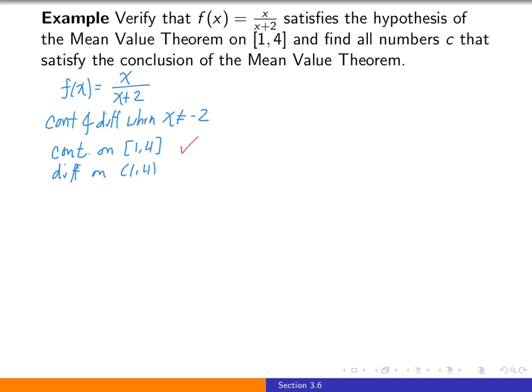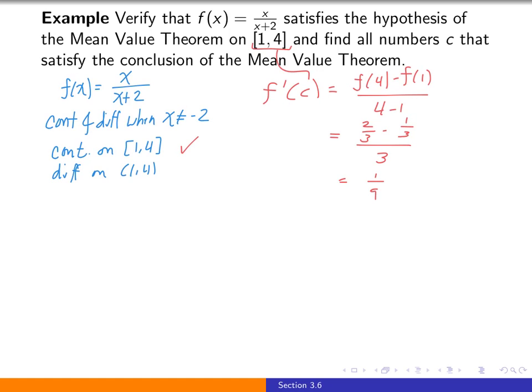What we would now like to do is find any values of C satisfying the conclusion. So we want to find any value C where C is inside this interval from 1 to 4, and the derivative at C is equal to f of 4 minus f of 1 over 4 minus 1. And if we go ahead and simplify here, f of 4 is going to be 4 over 6, so 2/3, minus f of 1, which is 1/3, all over 3, which is 1/9.